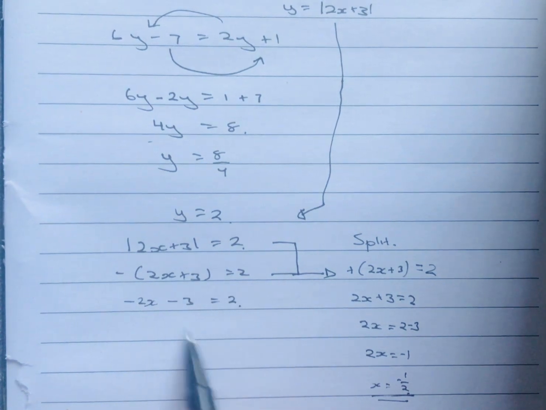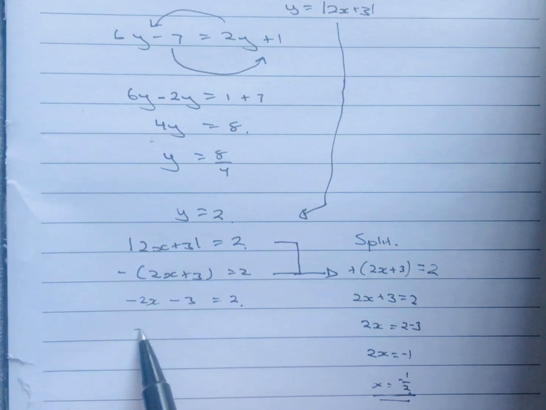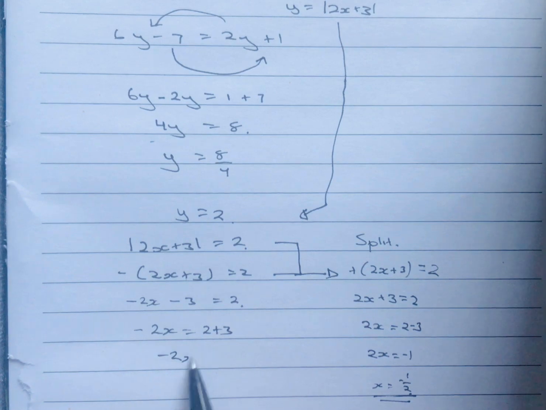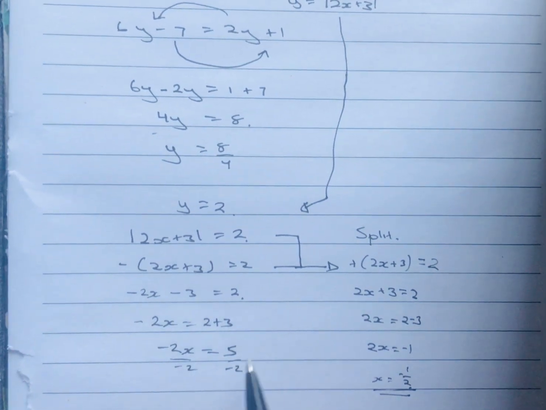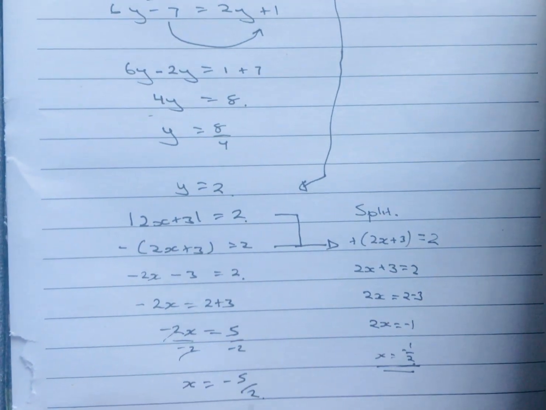Okay, on the other hand, when you distribute the negative sign, you get negative 2x, negative 3 is equal to 2. You collect the like terms, it means you take all the constants to one side, so you have negative 2x is equal to 2 plus 3. So negative 2x is equal to 5. You divide by negative 2 on both sides, now you have x is equal to negative 5 over 2.